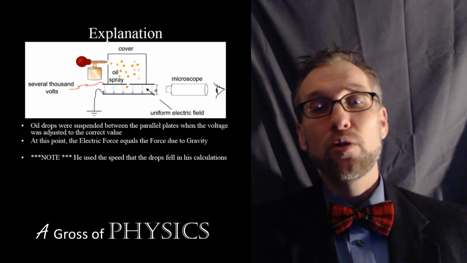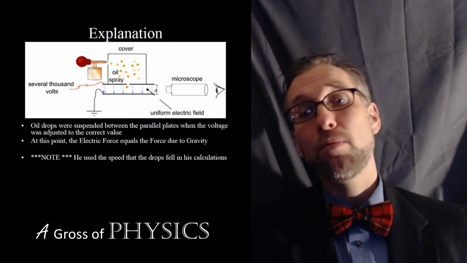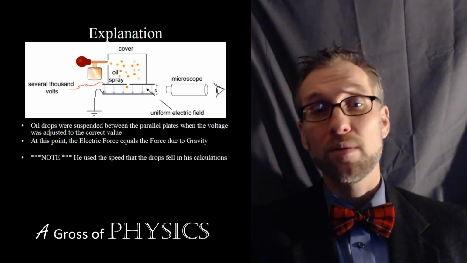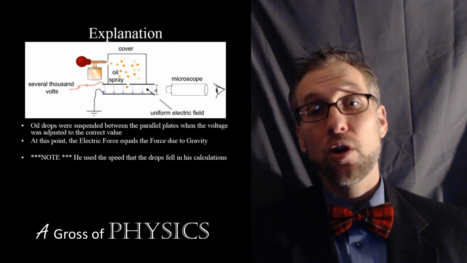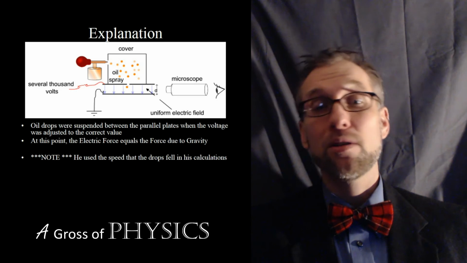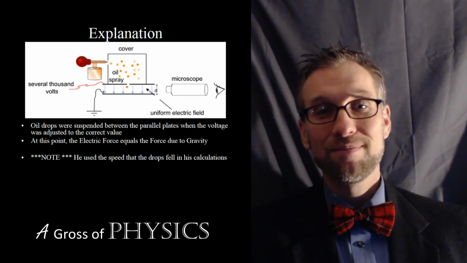And he found that every oil drop had a multiple of that 1.6 times 10 to the negative 19 coulombs of charge. And he was able to work backwards and find that that was the smallest charge possible, and he found that that was the charge on the electron.